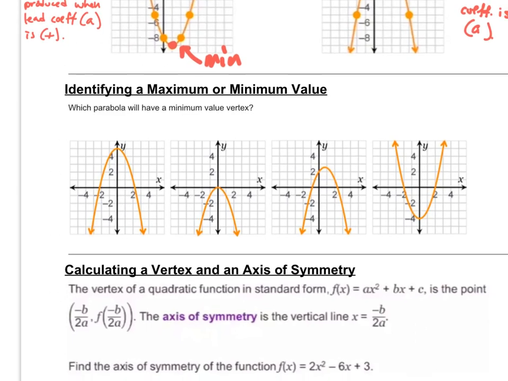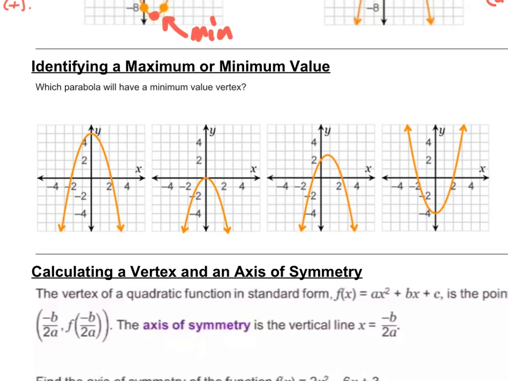All right, so what I want to do is identify which one of these has a minimum value vertex, and it's pretty easy. You look to see that we go from increasing to decreasing, increasing to decreasing, increasing to decreasing. So we have a maximum here, here, and here. This parabola goes from decreasing to increasing, so this one gives us a minimum. That's a minimum, so it's this one.